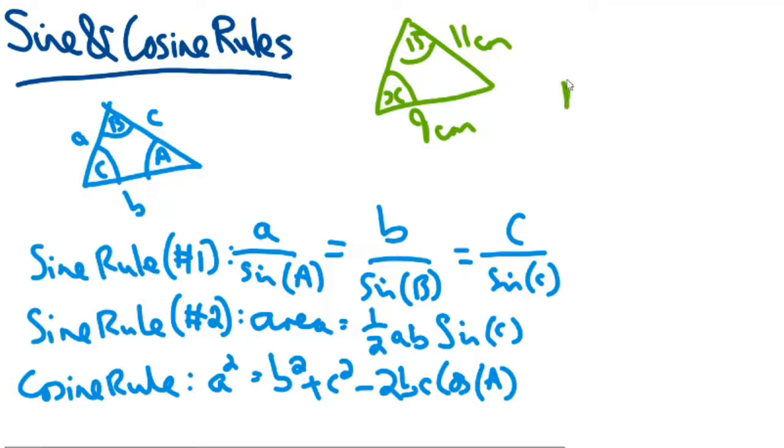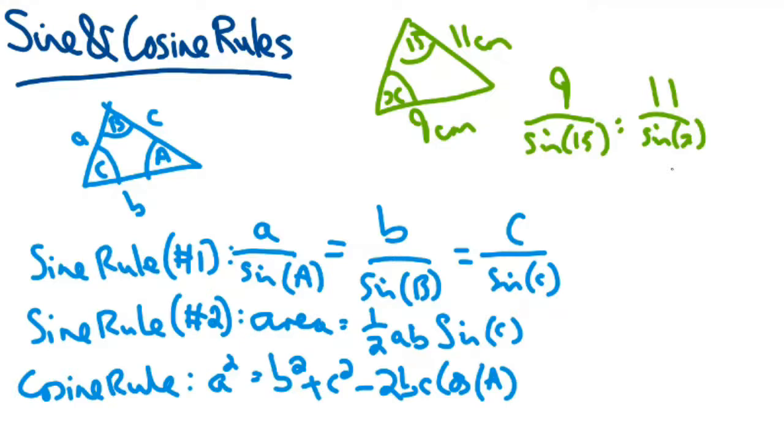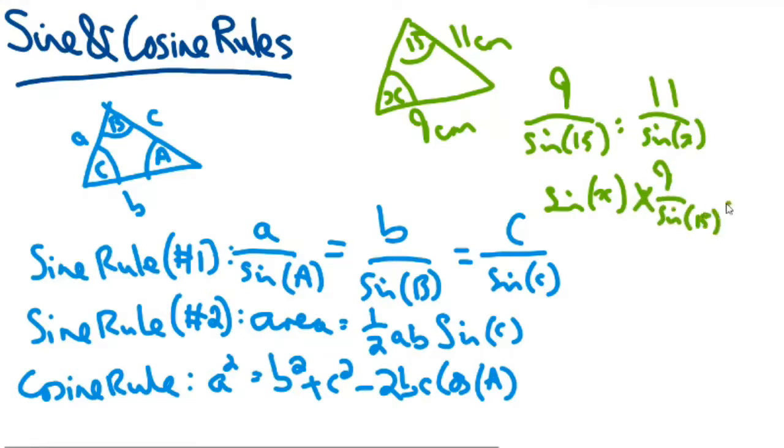So we can say that 9 over the sine of 15 is going to equal 11 over the sine of x. In order to rearrange this to get x as the subject, we're going to have to get this sine x out of the denominator. Think about how we rearrange formulas. How we're going to do it in this case is to multiply up the sine x onto the other side. So it becomes sine x times 9 over sine 15 equals just that 11 that's been left on its own.